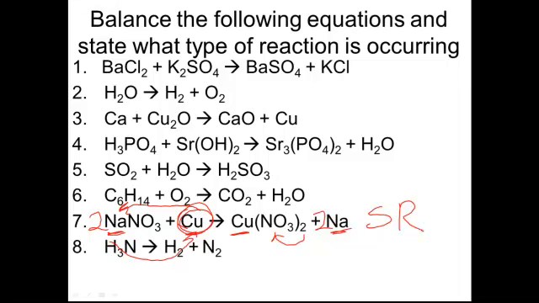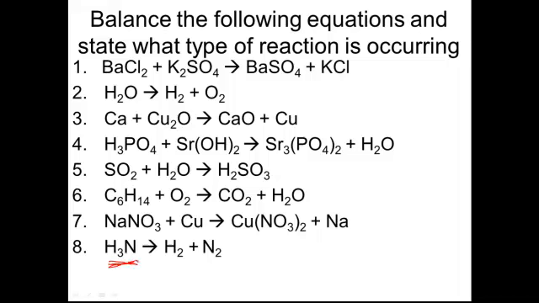Okay, and then number 8, we're starting with one thing. It's all together. It's going to break apart into 2 things. So that is a decomposition reaction. And we've got 3 hydrogens, and here we have 2 hydrogens. So to make them the same, we're going to put a 2 in front of the H3N. That makes 6 hydrogens. And then we'll put a 3 right here, and that makes 6 hydrogens on the other side. And then that 2 also goes to the nitrogen.